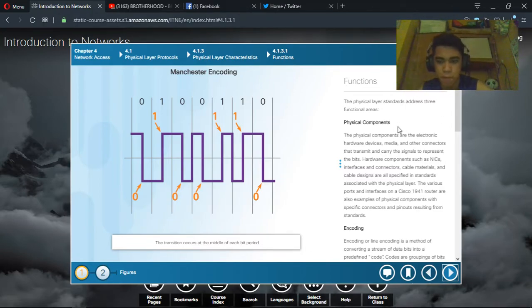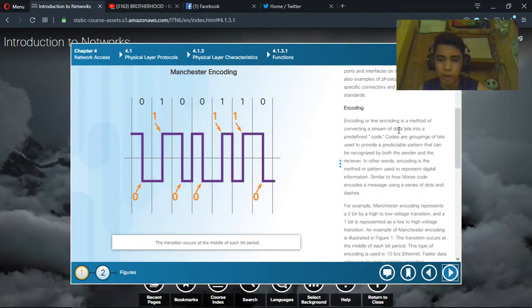Next function is encoding. Line encoding is a method of converting a stream of data bits into a predefined code. So the bits will be turned into a code. Code groupings of bits provide a predictable pattern that can be recognized by both the sender and the receiver. In other words, encoding is the method of pattern used to represent digital information. So we can call these codes that represent the digital information of the data.